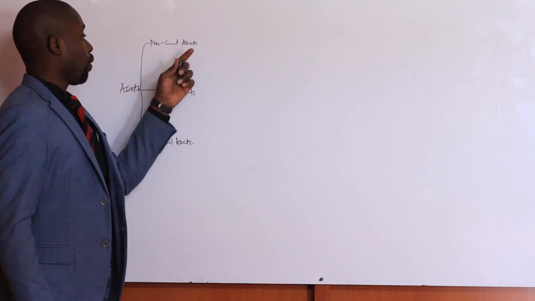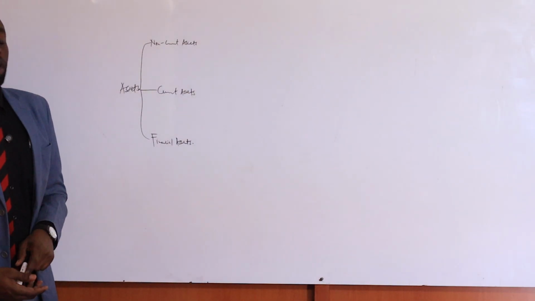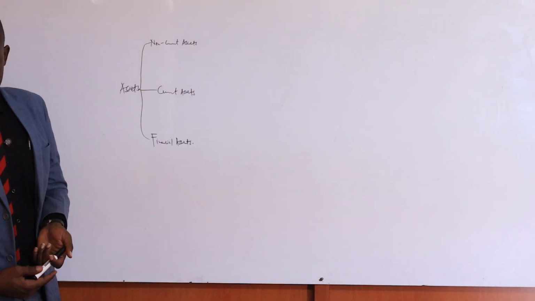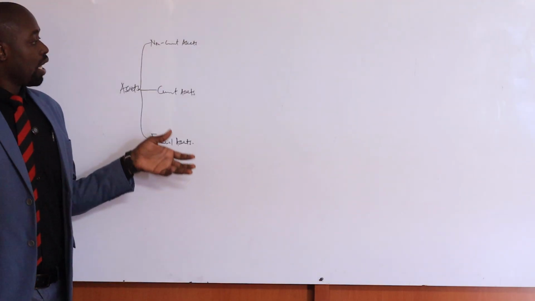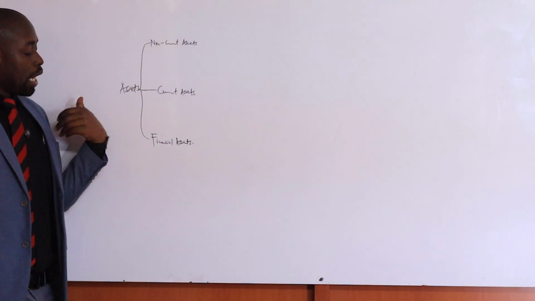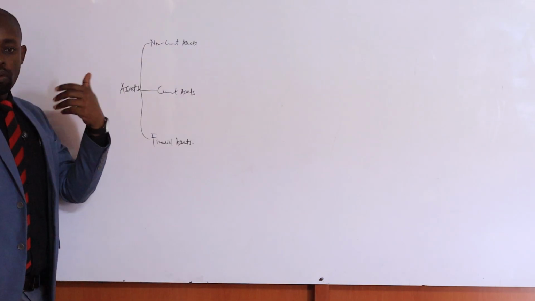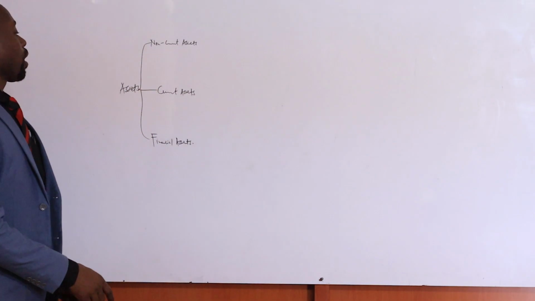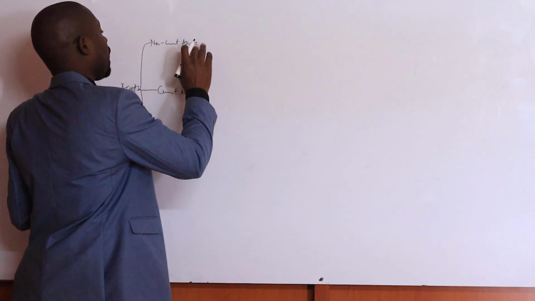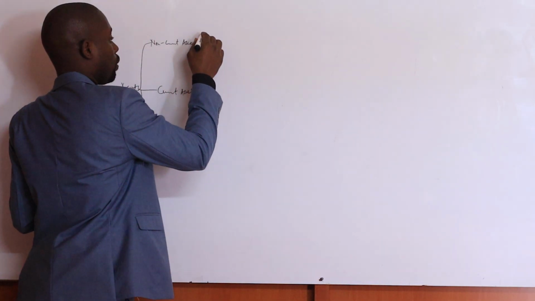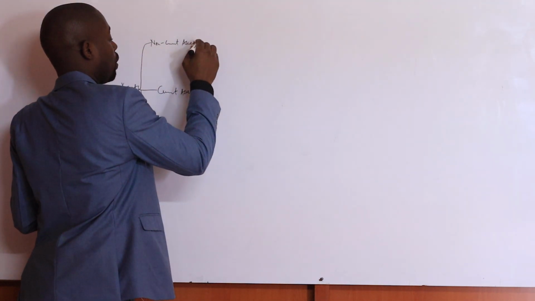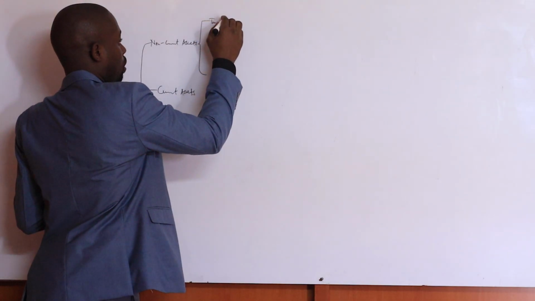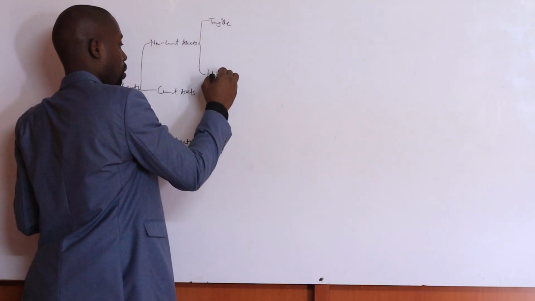Non-current assets are those that the firm will benefit from for a period exceeding 12 months or one year. Anything you're having in your business and you're going to use it for a period exceeding one financial year is called a non-current asset. Then we can break them further into what we call tangible and intangible.